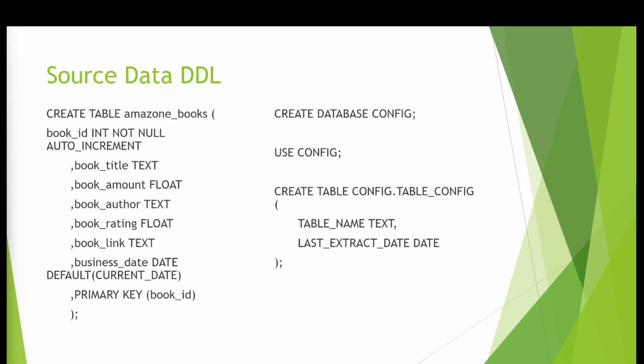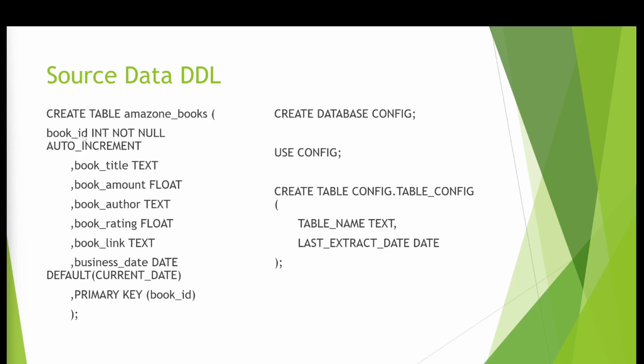In this pipeline, the MySQL database will be migrating one table, that is Amazon Books. Columns for the Amazon Books are book ID, book title, book amount, book author, book rating, book link, business date. And the primary key for this table is book ID.